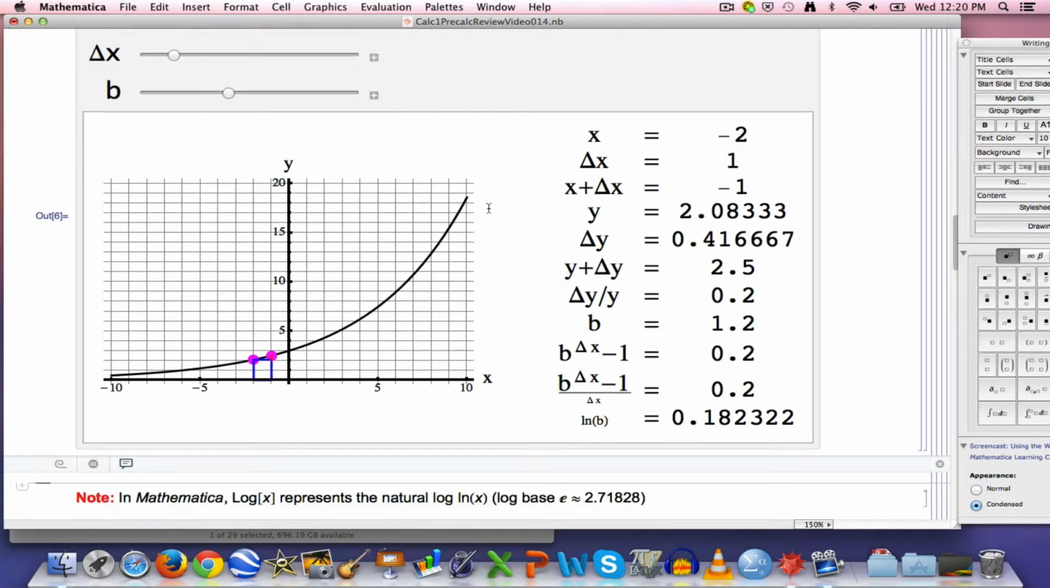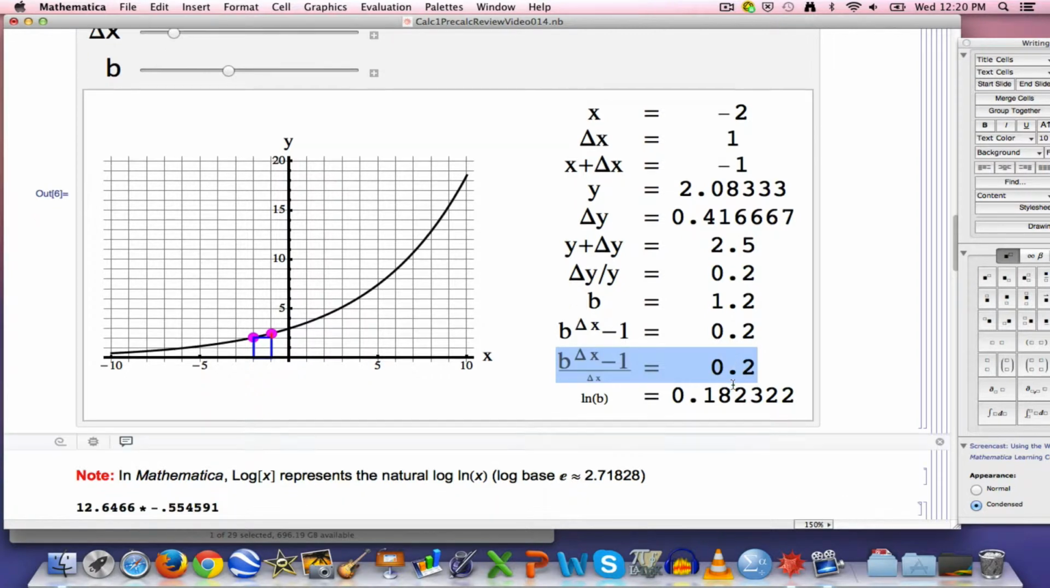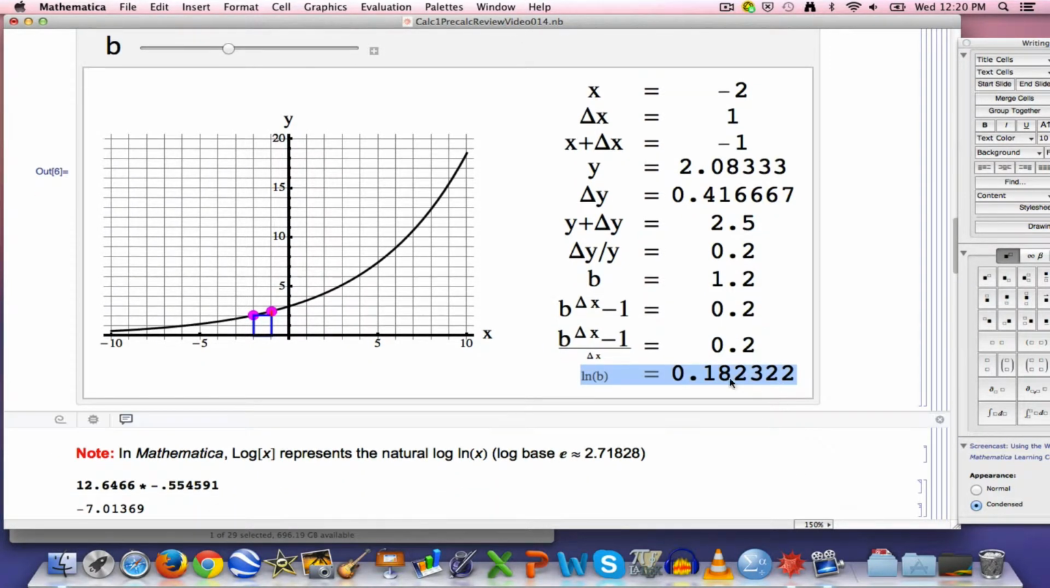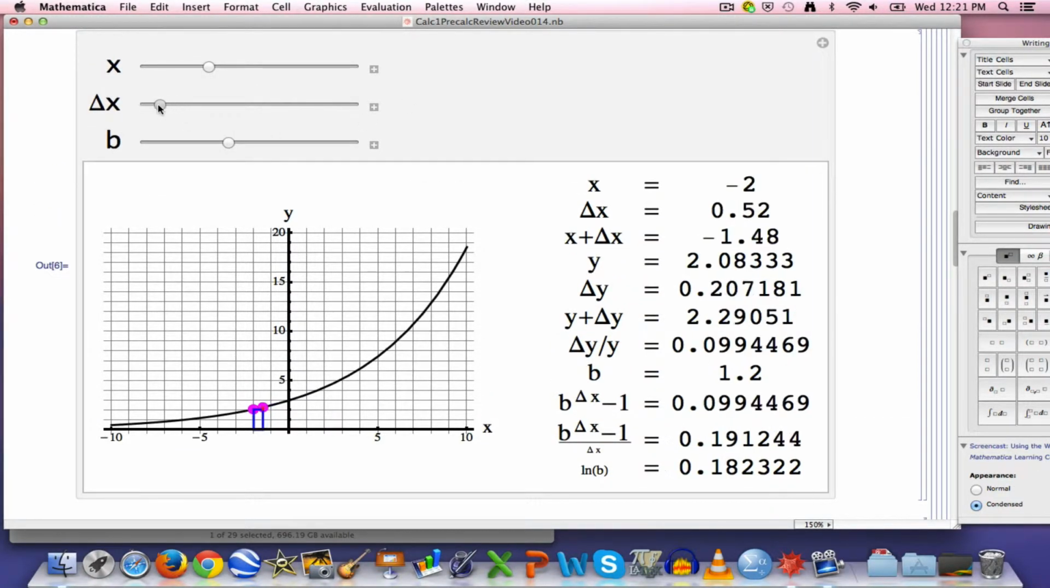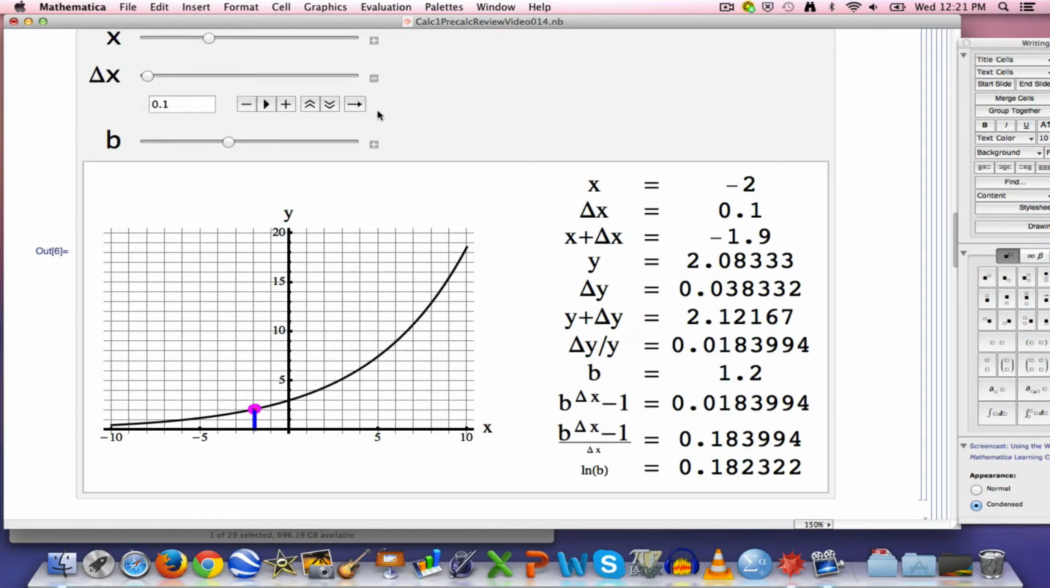Let's see if this happens. Are these two quantities close when delta x is small? Well, they're fairly close there when delta x is 1. What happens when delta x gets smaller? They get closer and closer together. For example, when delta x is 0.1, the value of this fraction is 0.183994, and the value of ln of b is 0.182322. And it doesn't matter what b is.